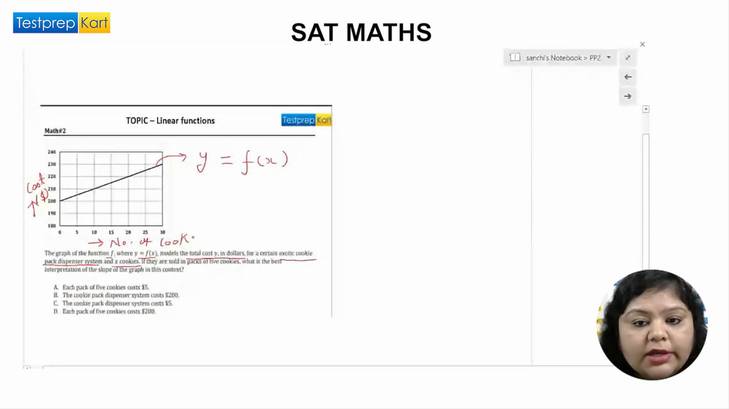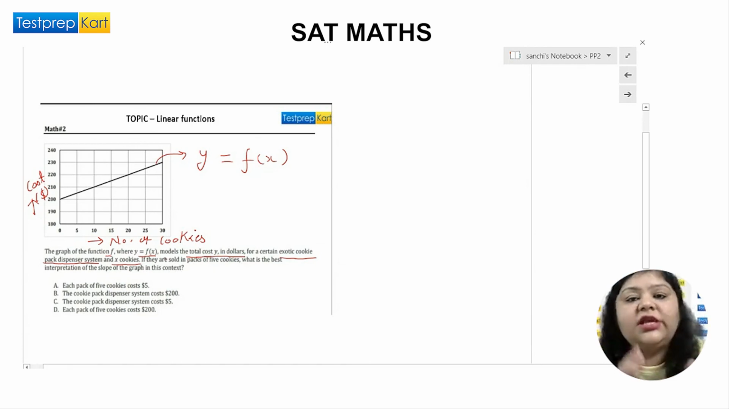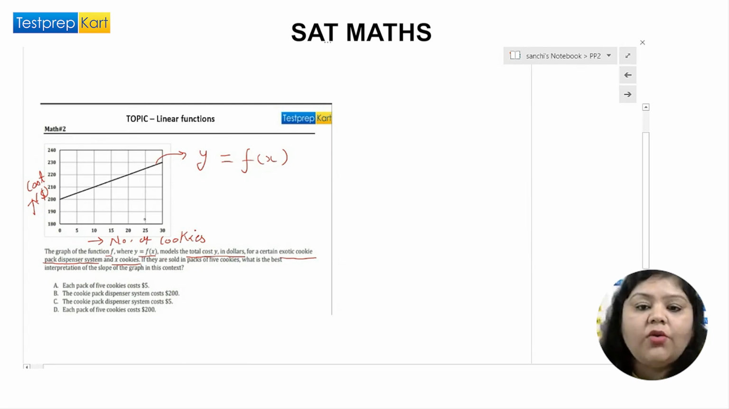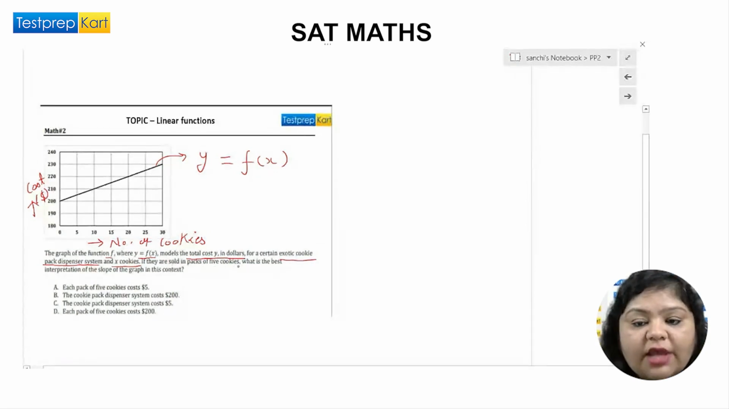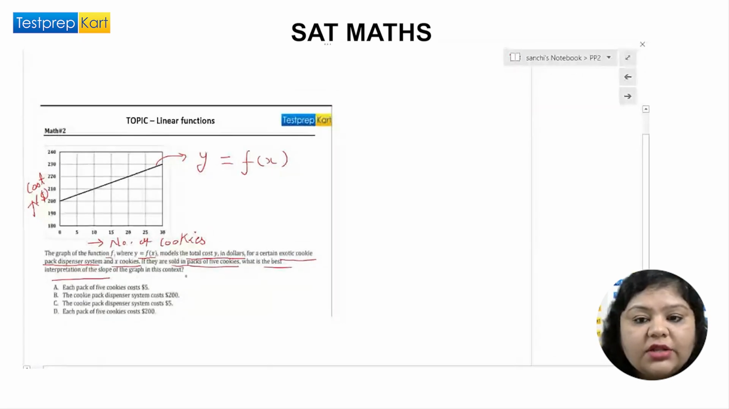On the x-axis the cookies are mentioned, or actually the number of cookies. The very first thing is number of cookies is 5, the next is 10, the next is 15, and so on. Their corresponding cost is mentioned here. That's what the question is saying until now. Further, the question is saying, if they are sold in packs of 5 cookies, what is the best interpretation of the slope of the graph in this context?